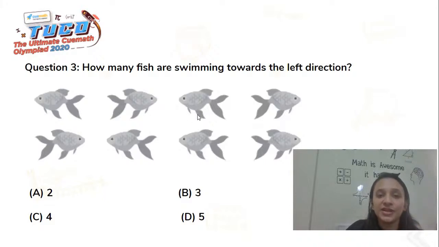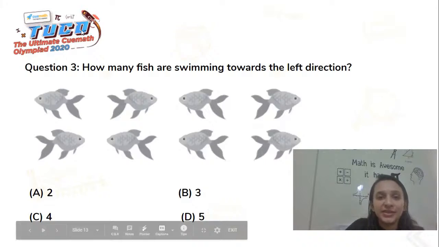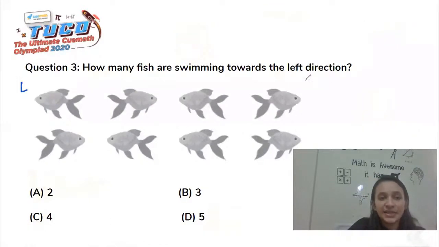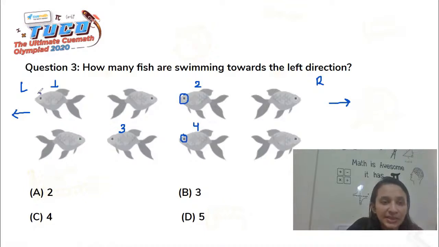So this is the last question in the basic level. It says, how many fish are swimming towards the left direction? Again, we need to mark our left and right. So this is left, this is right. Moving towards right would be in this direction. Any fish which is facing towards right is swimming towards the right direction. Any fish which is facing towards left would be swimming towards left. So this is the first fish swimming towards left, this is the second one, this is the third one, and this is the fourth one. As you can see, their eyes are all directed towards the left. So the total number of fish swimming towards the left direction is 4, and the correct answer becomes option C.